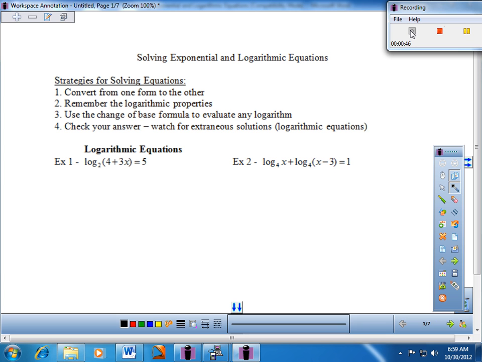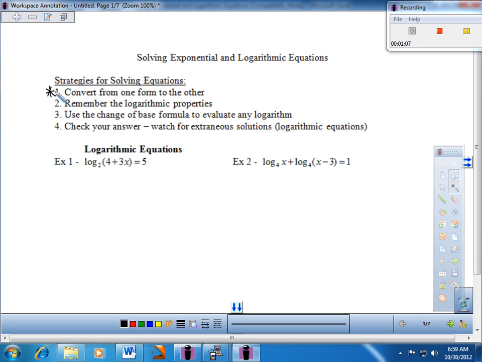Strategy number 1, convert from one form to the other. If you remember correctly, one of the things I said was the most important little skill of this entire unit is to be able to convert an equation from exponential form to logarithmic form, or to go from logarithmic form to exponential form. As a matter of fact, I think that's exactly what we're going to see right here. So put a big asterisk next to number 1 if you would.